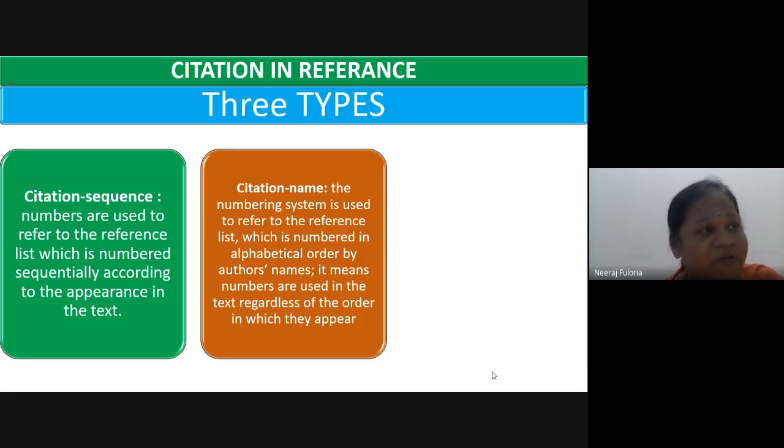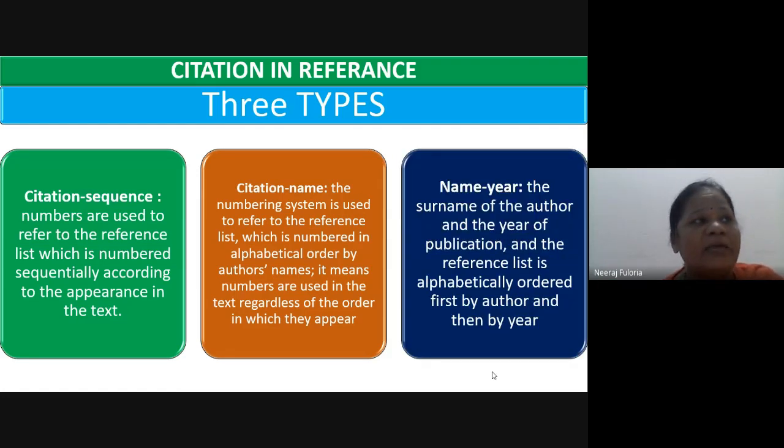You give the reference list alphabetically, with name and year. When we talk about the Harvard style, it follows the name and year: the surname of the author, the year of publication, and the reference list. Sometimes it's alphabetical; it depends on the journal. The thesis style varies from university to university. When it goes to your research grant also, it varies depending on the organization and what styles they follow. You have to follow the style accordingly.